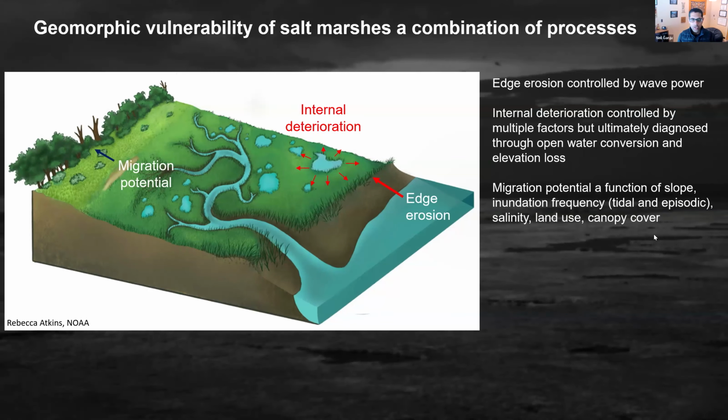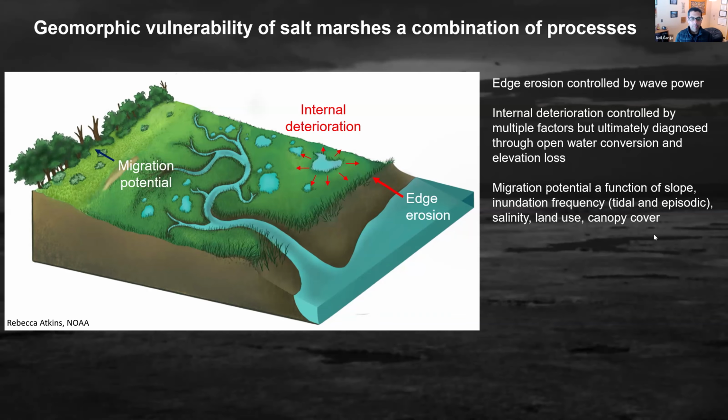You have internal deterioration happening within the marsh plain, and this can be expansion of ponds, conversion of plain to open water pans, or expansion of channel edges, but basically loss of marsh plain, either due to things like sea level rise, sediment deficits, invasive rodents, crabs, eutrophication, right? We know there are a number of factors that create internal deterioration, but ultimately the way you identify it is through loss of marsh plain and subsidence of the marsh plain.